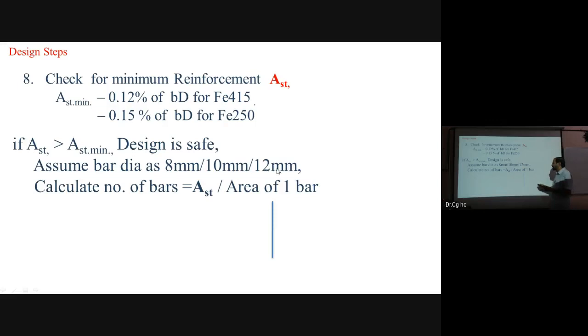You decide which diameter is to be used for your slab. Now therefore calculate the number of bars. We know the area of steel, divided by area of 1 bar. If we divide this, we will get the number of bars.